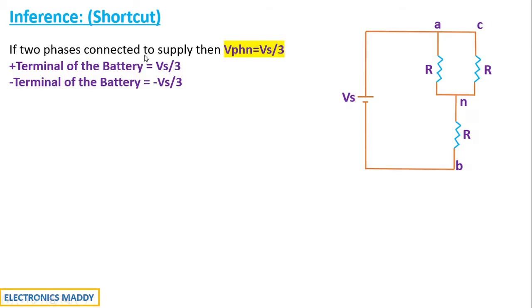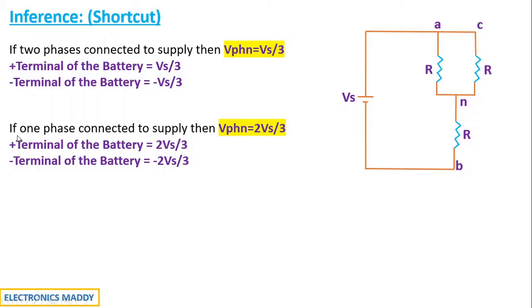So if two phases are connected to the supply, then V phase, where phase basically means if it is A or C or B, depending upon whatever you want, you will be substituting the phase voltage, that is Vs by 3. If they are connected to the positive terminal of the battery, then it is Vs by 3. If they are connected to negative terminal of the battery, then it is minus Vs by 3. So in this case, A and C were connected to the positive terminal of the battery, and both the phases were connected to the same point, and that is why we are taking it as Vs by 3, as it was connected to the positive terminal.